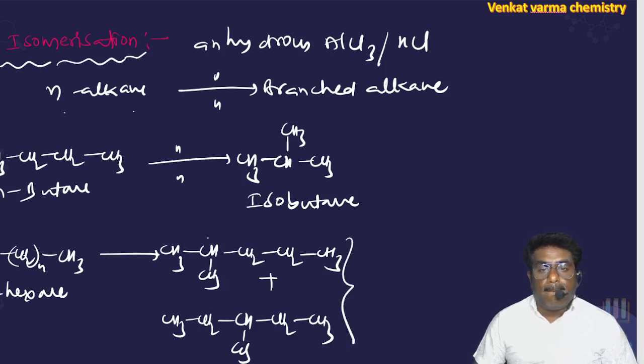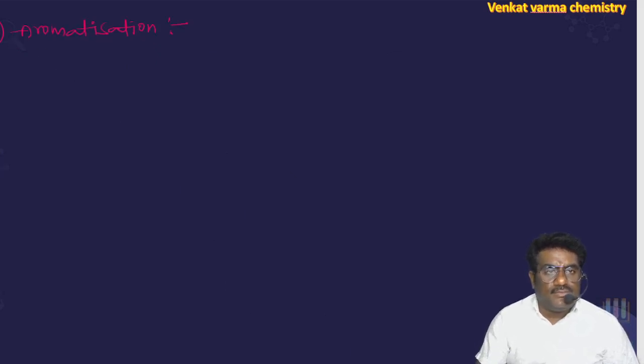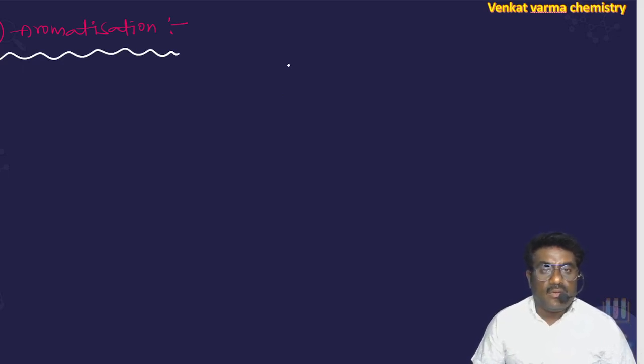Have a look at the next property, aromatization. What is the reagent used for aromatization? Oxides of chromium or molybdenum in presence of Al2O3 convert n-alkane to an aromatic ring. So n-alkane means normal alkane to aromatic ring.